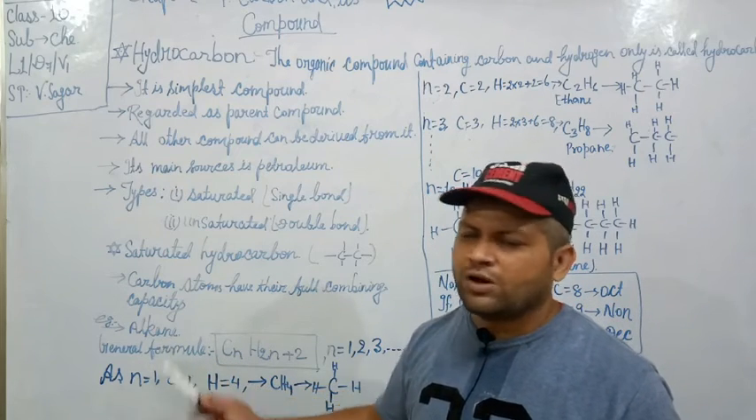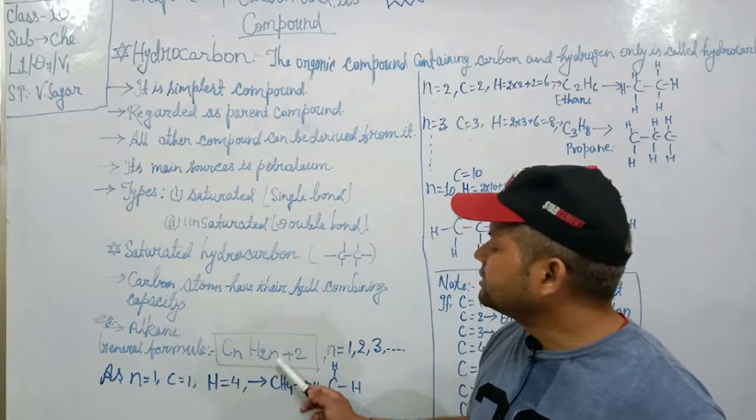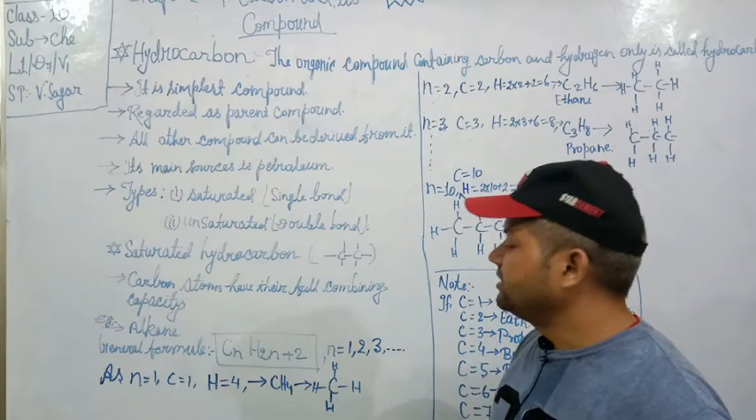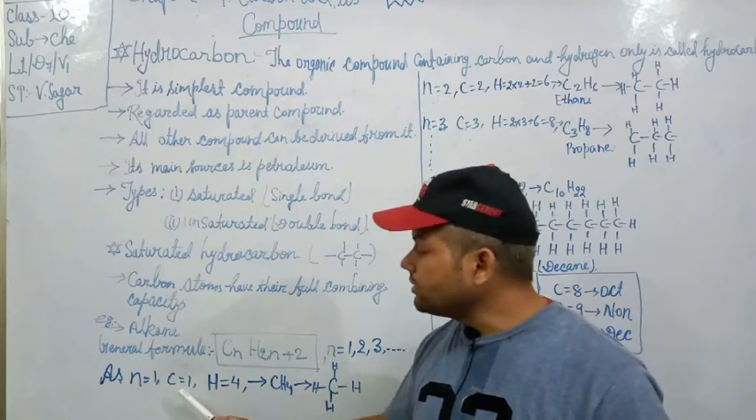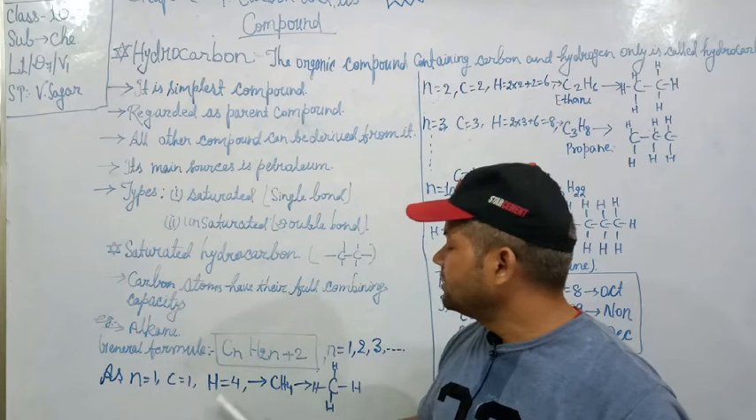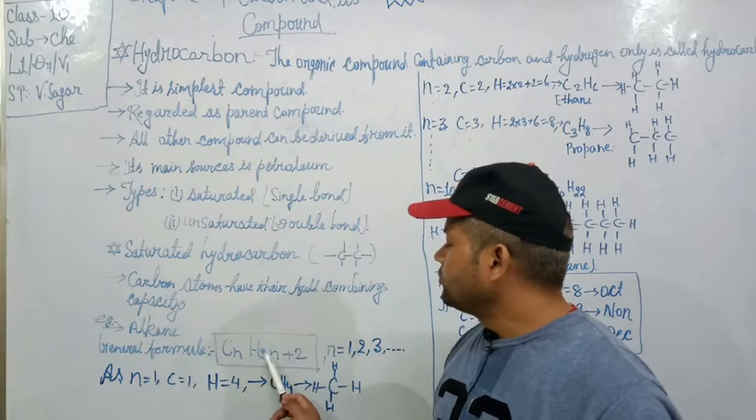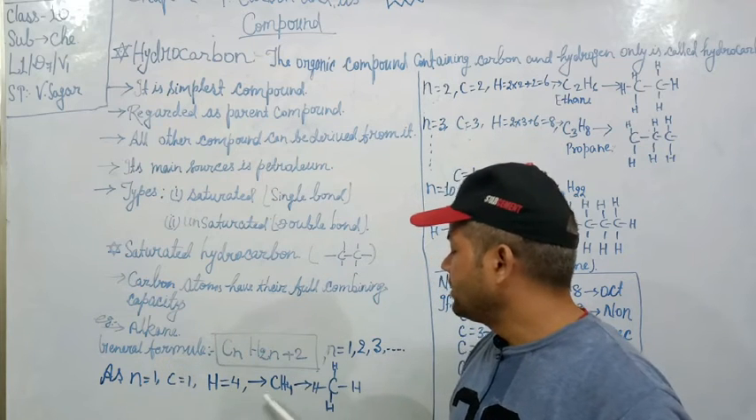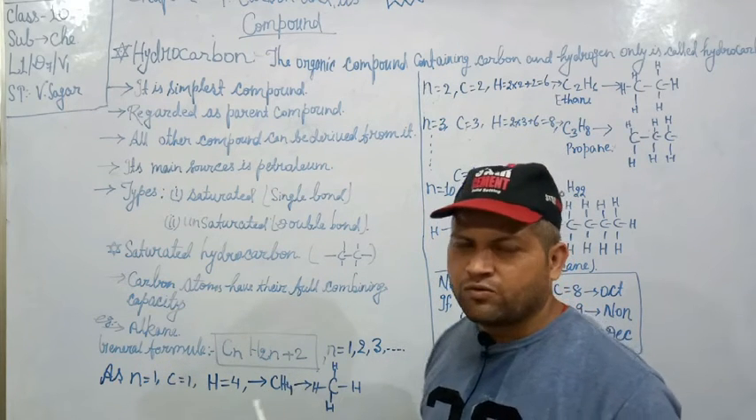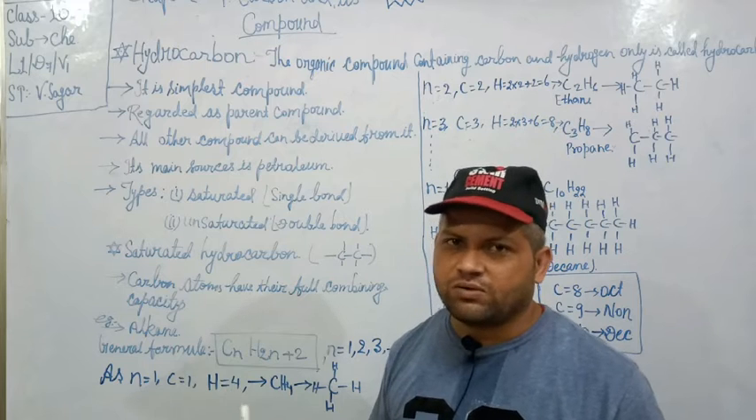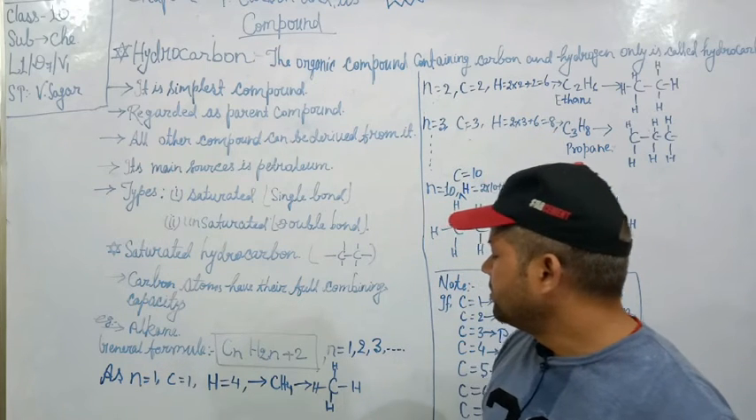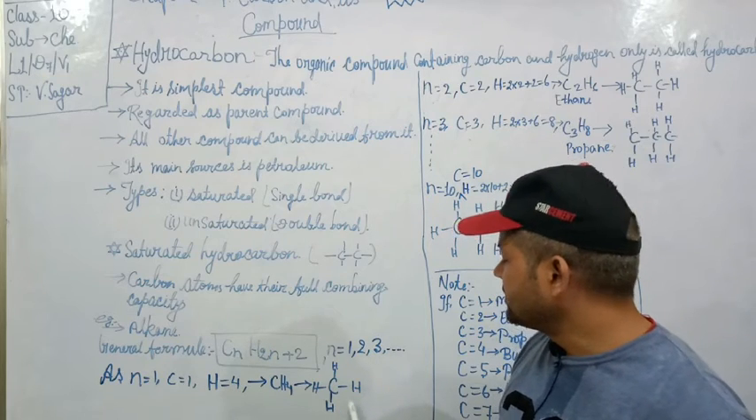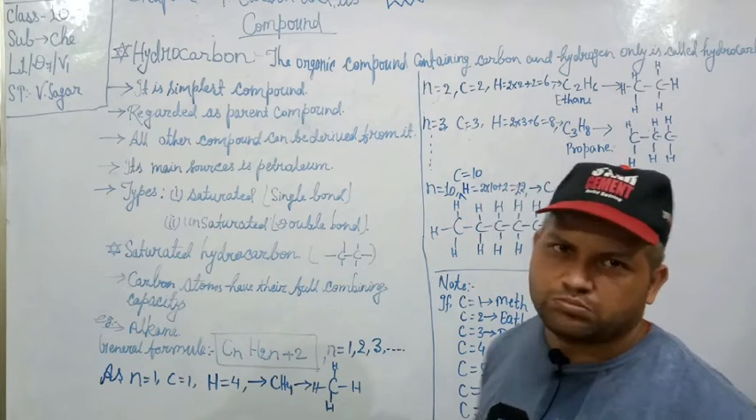So the general formula of alkanes is CnH2n+2, where n is equal to 1, 2, 3. When n is equal to 1, then C is equal to 1, and H is equal to 2 into 1 plus 2, which means H is equal to 4. And the molecular formula of the first member of the alkanes is CH4. What is its structural formula? This structural formula can be written in this manner.